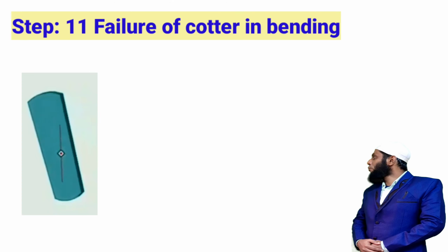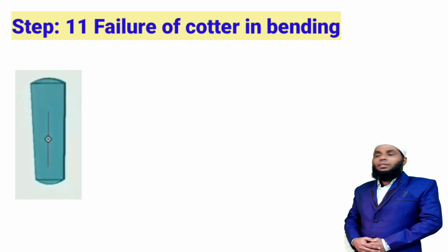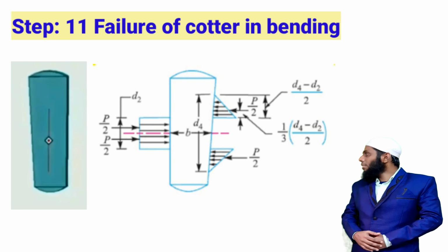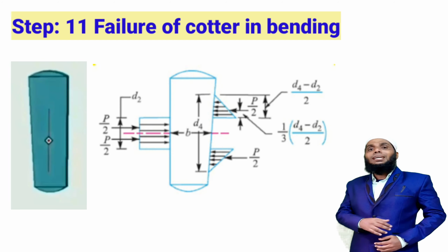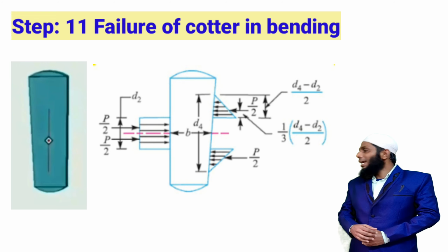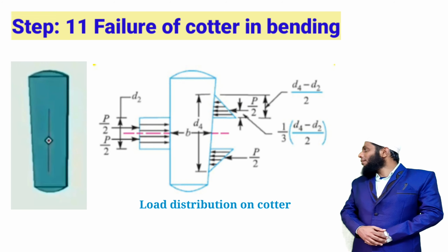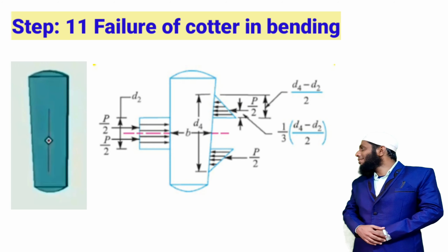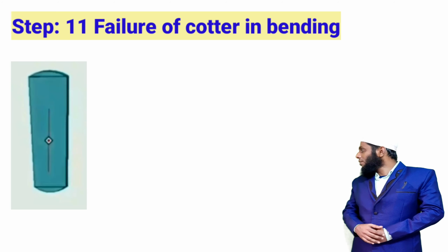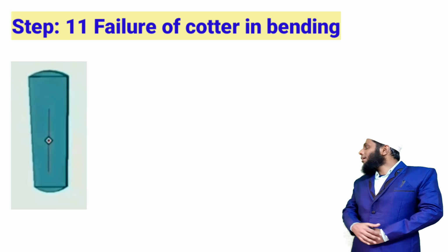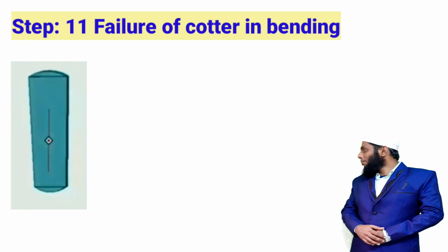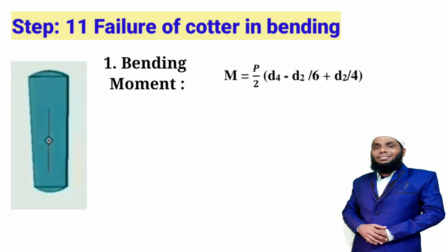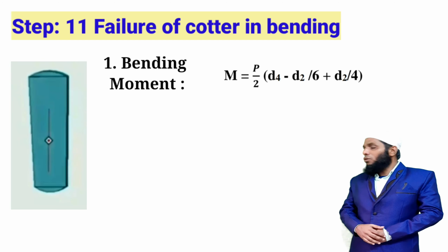Step number 11 is failure of cotter in bending. As we know, the cotter is in the upper portion of the socket end as well as in the lower portion of the socket end. So we will consider uniformly varying load at those two portions. Then the part of the cotter which is in contact with the spigot end, at that portion we will consider UDL, that is uniformly distributed load. So at the center we can determine the bending moment, M is equal to P by 2 into [(d4 minus d2) divided by 6 plus d2 divided by 4].